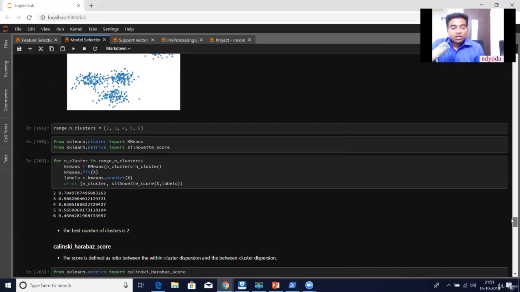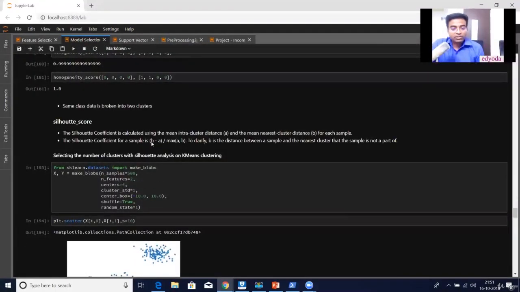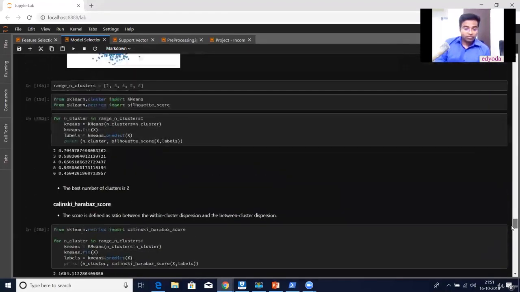It uses the intra-cluster distance and the inter-cluster distance, the function of which you can refer to by this math over here. B is the distance between a sample and the nearest cluster that the sample is not part of. So B minus A, the inter-cluster distance, is divided by max of A comma B. So basically you're trying to find out the optimal number of clusters over here.